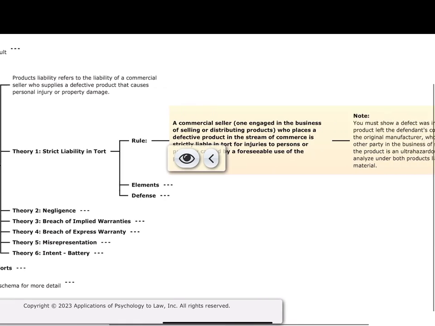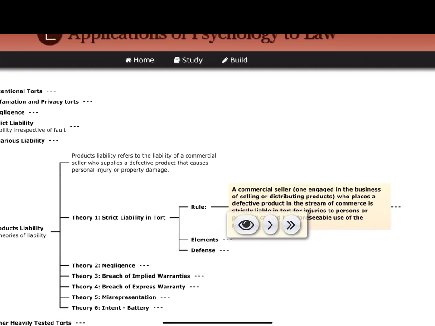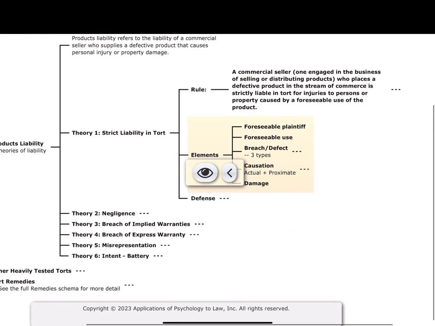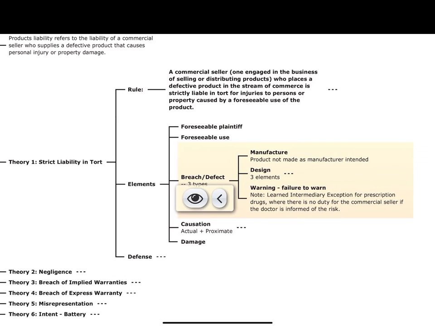And there you see our rule statement and a note that we have to amplify that rule statement. A commercial seller who places a defective product in the stream of commerce is strictly liable in tort for injuries to persons or property from a foreseeable use of the product. And then we have elements that need to be analyzed and proved up. And the most relevant part of this schema is the kinds of breaches or defect that apply here. One is a manufacturing defect, another is a design defect, and a third is failure to warn.